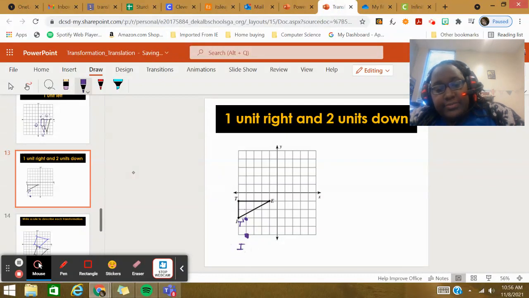Here's my I prime. And then E, I'm going 1 unit to the right, 1. Then go 2 units down, 1, 2. And this is E prime.